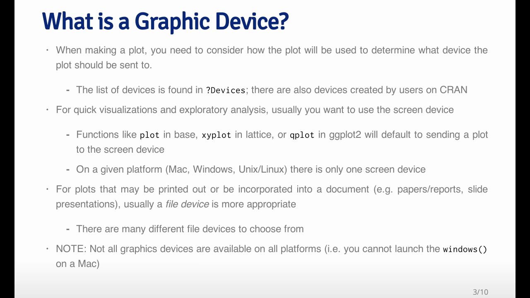Usually after you've done some exploratory analysis and figured out which plots you want to keep or include, or maybe you want to send a plot to someone, then you have to make the plot on another type of device, for example, a file device. When you make a plot in a file, you can include it in a report, in a presentation, or email it to someone. Files are much more useful for that type of purpose. And there are many different file devices to choose from, unlike with the screen device, so we'll talk about some of those file devices here.